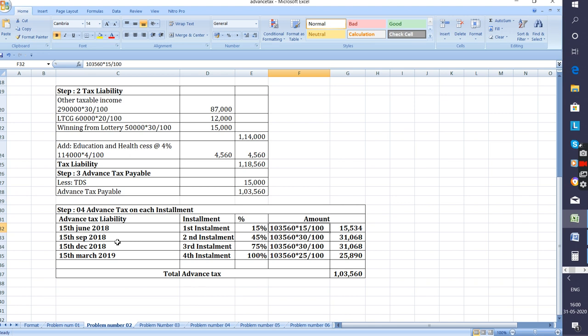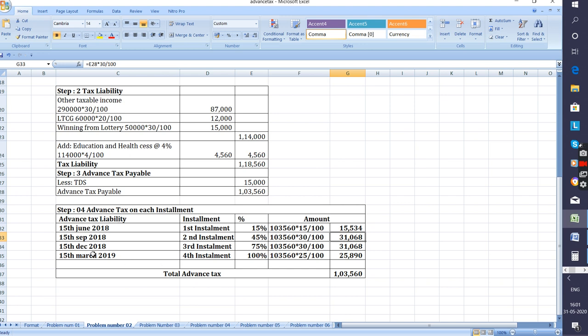Next, the second installment. 15th September is the due date, and the total they are supposed to pay is 45%, but since they have already paid, after deducting that they will pay in the second installment 1,03,560 into 30%. In order to know how 30%, go and see the first problem. That is 30%. How much amount? 31,068 will be the advance tax to be paid in the second installment.